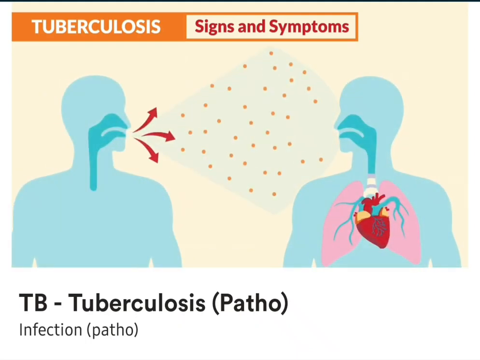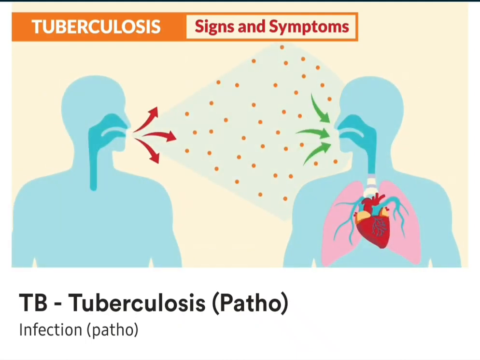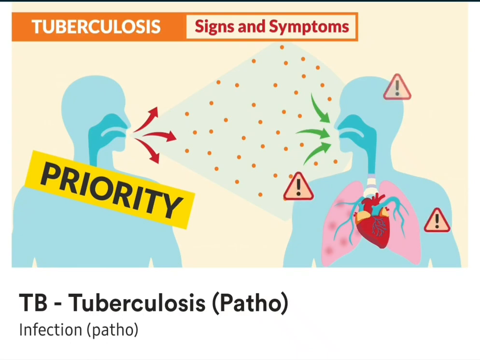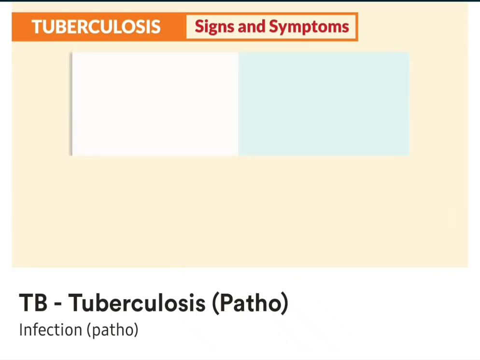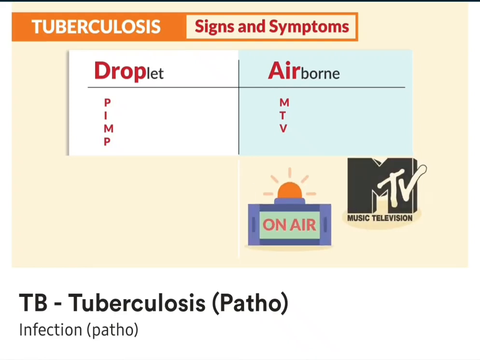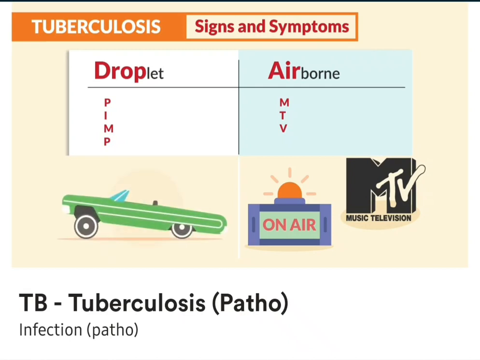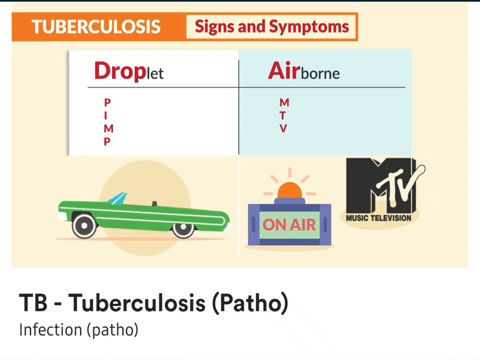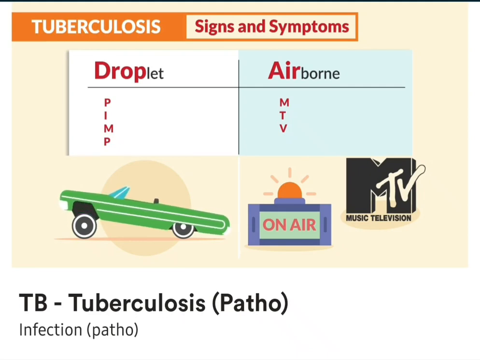Now, as mentioned before, TB spreads via the airborne route, so it's a priority to ensure that airborne precautions are put in place if the patient is suspected to have TB. So use these next memory tricks to help you on your exams. I know droplet and airborne precautions can get a little confusing. So use our memory tricks PIMP for droplet precautions and MTV for airborne precautions. So just think you're on air with MTV, like music television. And think of Pimp My Ride, like that old TV show, when you're dropping your lowrider really low.